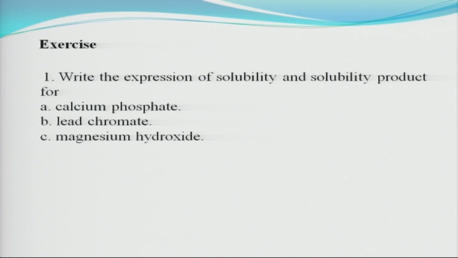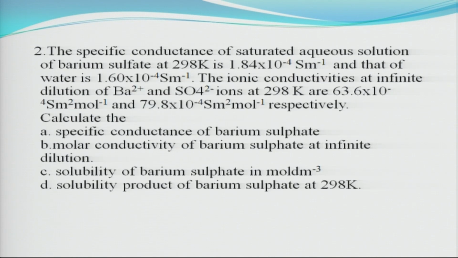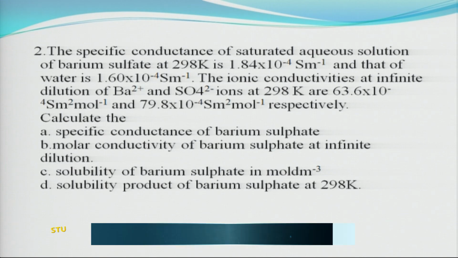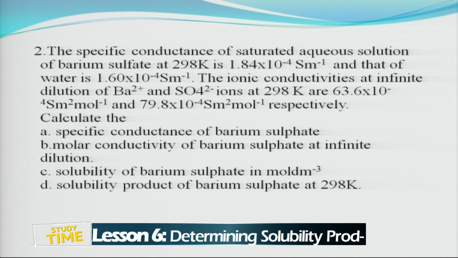Actually, there are two. One is write the expression of solubility, which is this one, the equation, and then the expression of solubility product of calcium phosphate, lead 2 chromate, and magnesium hydroxide. I think you can try out that. Then here we have also another question: the specific conductance of a saturated solution of barium sulfate is that one, and that of water is that one. So you can follow as we have done here.